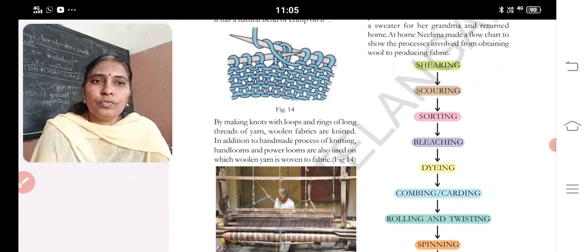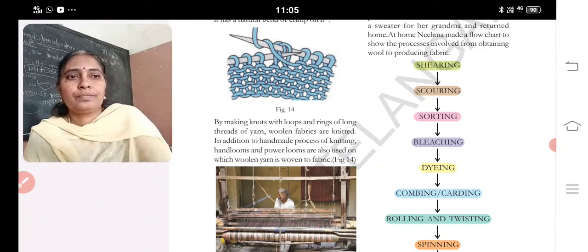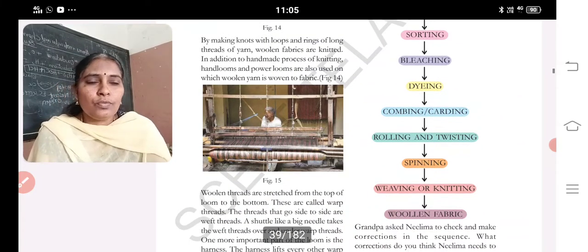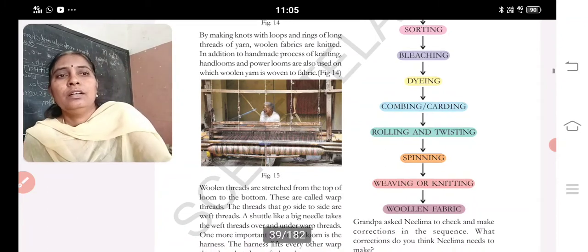After that they will comb with that wooden comb. There is combing and carding, rolling and twisting. It should be rolled and twisted. Spinning. Next, weaving and knitting woolen fabrics. So in this way we get woolen fabrics.